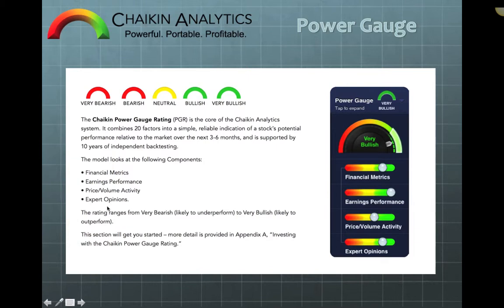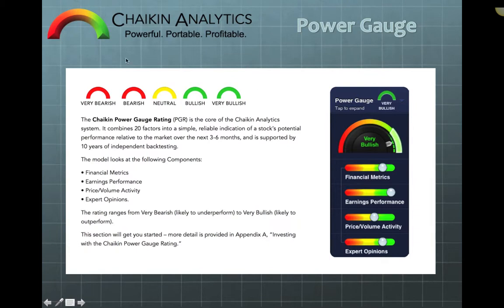And then one of the things that Mark Chaikin emphasizes is he thinks analysts really do move stocks. And you'll see a lot of stocks move just before and after analyst upgrades and downgrades. So he pays a lot of attention to expert opinions. When you get those ratings and you get a net composite bullish power gauge rating, it will be one of 5 figures.